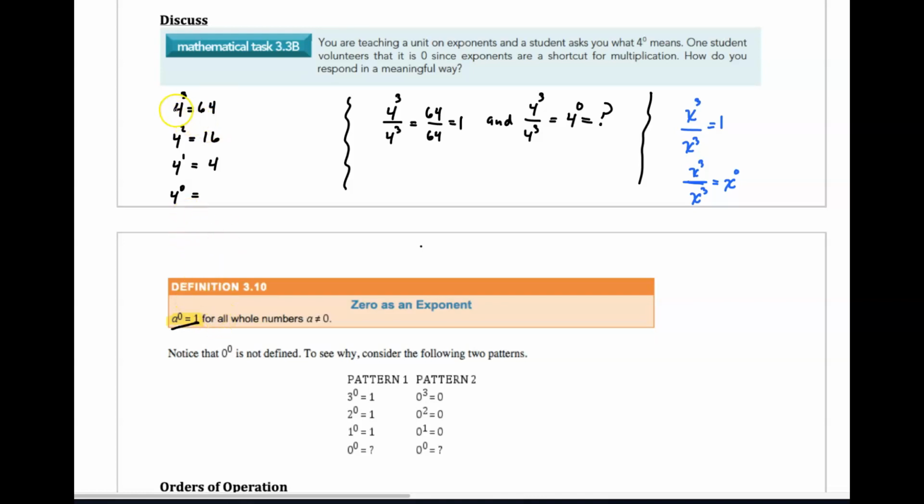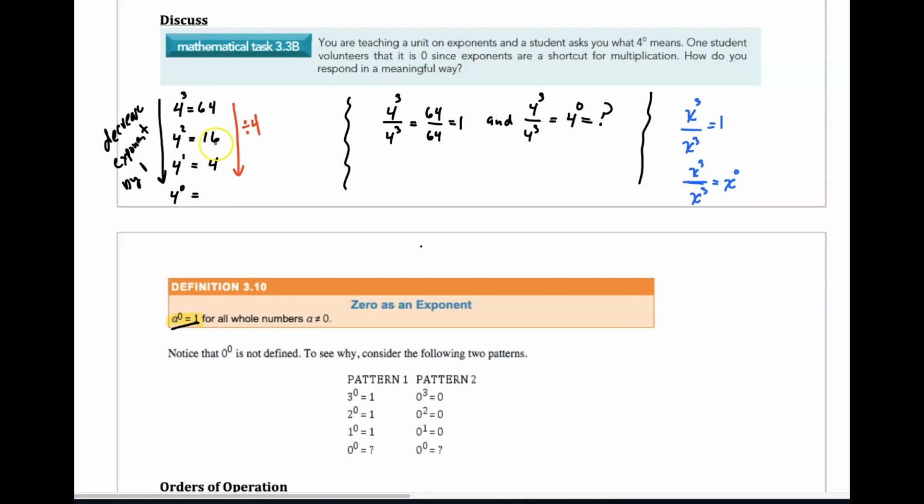Looking at a pattern here, we can say 4 to the power of 3 equals 64, 4 to the power of 2 equals 16, 4 to the power of 1 equals 4. Just looking at the pattern, what we're doing is we decrease the exponent by 1, and it looks like we're dividing by 4, because 64 divided by 4 is 16, 16 divided by 4 is 4. So as we decrease the exponent by 1, we keep dividing by 4.